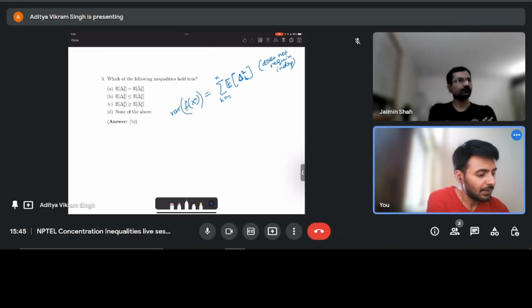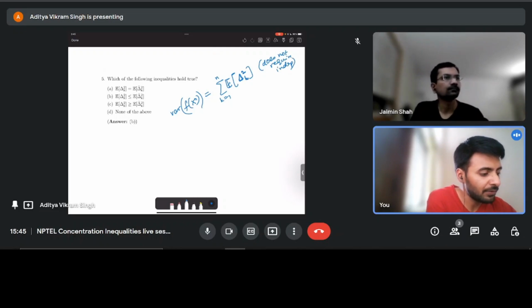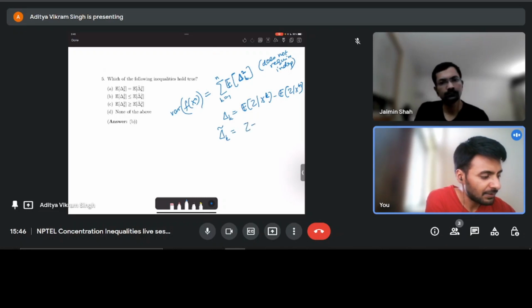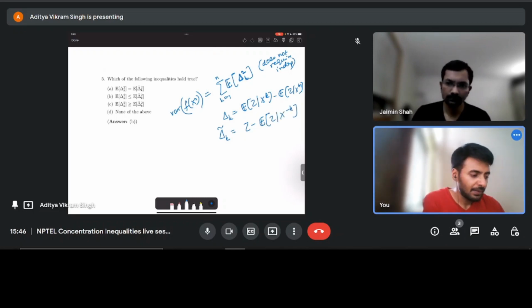Okay, and then we have this thing we want to relate it to. This quantity is not an easy quantity. Delta k is what? It's the expectation of Z given X1 to Xk minus the expectation of Z given X1 to Xk minus 1. Not a very easy quantity, because you're fixing only k quantities and the other n minus k are still variable. So we wanted to relate it to a quantity in which only one thing is varying. That is what delta tilde k was. It's Z minus the expectation of Z given everything except Xk.